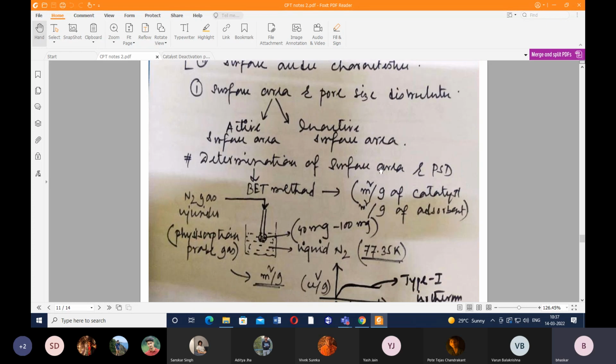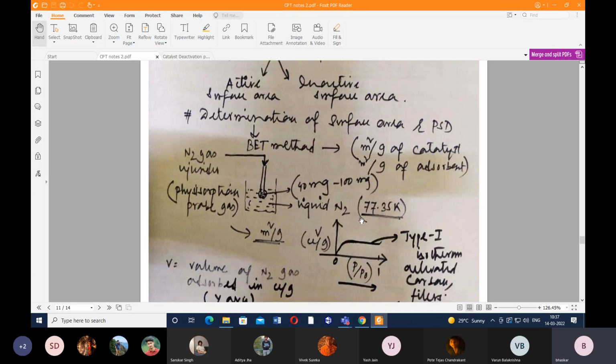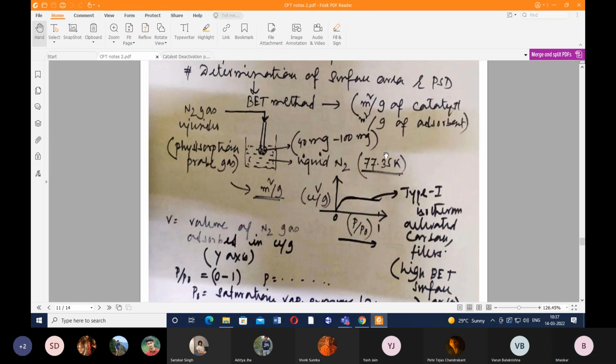Now, determination of surface area and pore size distribution. Just now I talked about the procedure that we carry out in order to calculate the overall surface area of a catalyst material. It will always be calculated in terms of meter square per gram.